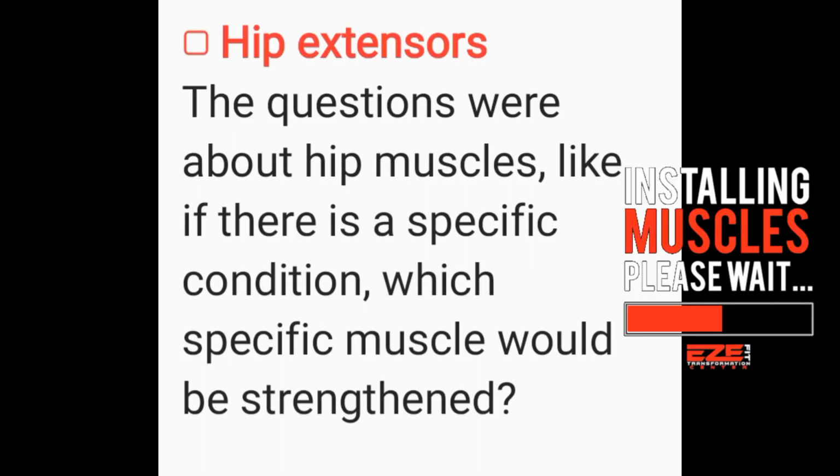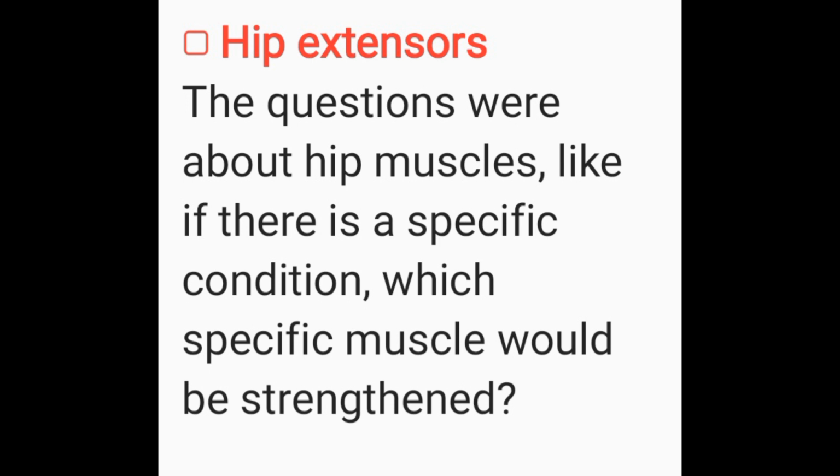Plane and axis. A lot of questions were from plane and axis. Hip extensors. The questions were about hip muscles, like if there is a specific condition, which specific muscle would be strengthened. So make sure to have a stronger grip over muscles and their actions.